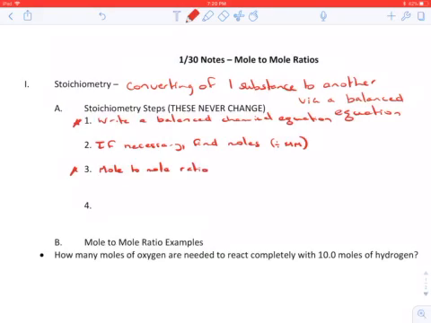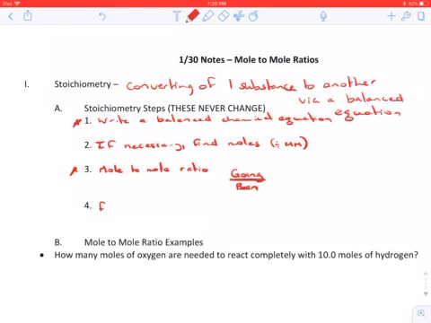We are just converting from one substance to another. What I like to use to help people remember is I like to put going on top and where we've been on bottom. So this tells me where we're going and where we've been. And this is from our balanced chemical equation, and we'll see that in just a couple of seconds.